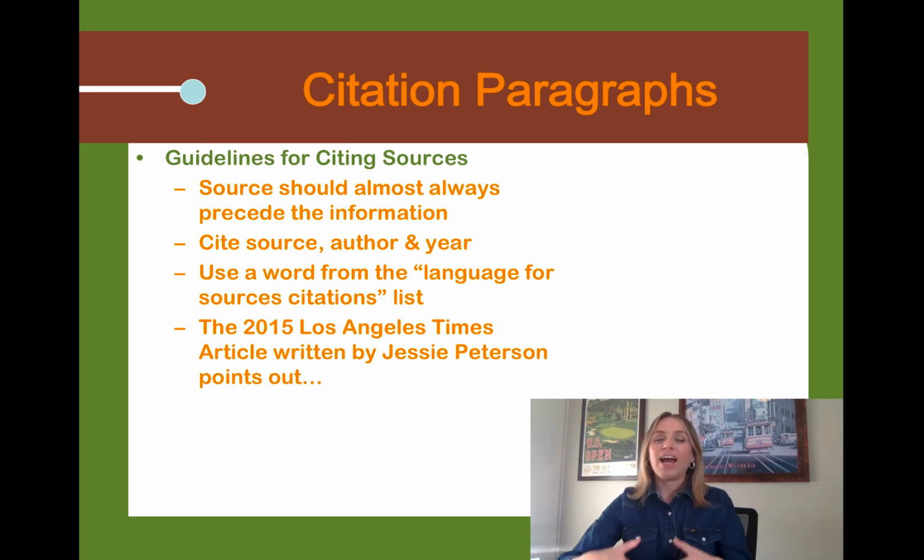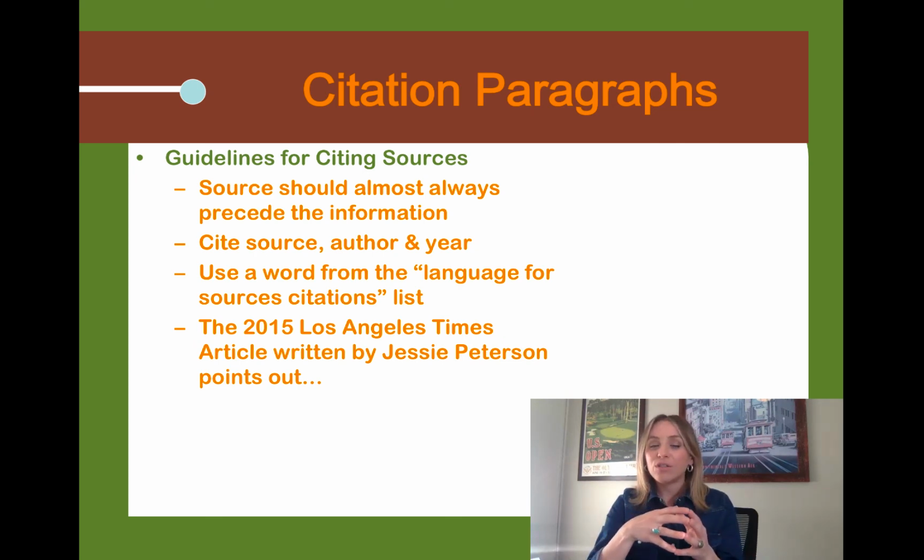Okay, so now, how do you actually say your sources orally in your speech? We call this an oral or a verbal citation. I like it when students write a citation paragraph. So this means you write your citation into your paragraph in your outline. So some guidelines. You should always write the source first and then your paraphrase or your quote. So your source should almost always precede the information that you give your audience. Cite your source first, then cite the author or who wrote the source, and then cite the date.